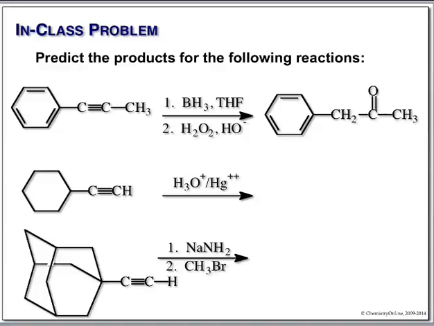Here we're just doing the addition of water in the presence of mercury. This is going to give us a Markovnikov alcohol, isn't it? So we look. Markovnikov counts hydrogens. So we expect the hydrogens to go here and the carbonyl to be formed here. Two hydrogens here, carbonyl on the Markovnikov carbon.